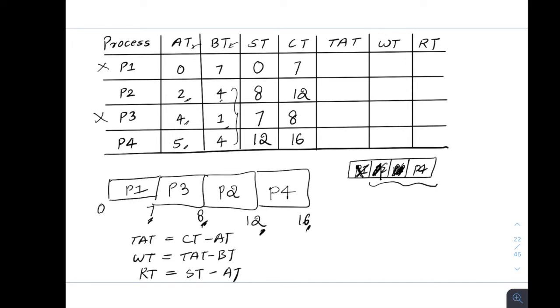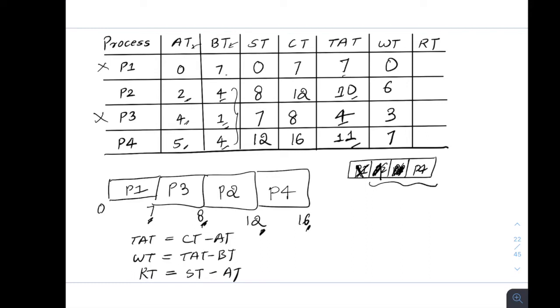CT minus AT. So 7 minus 0 is 7. 12 minus 2 is 10. 8 minus 4 is 4. 16 minus 5 is 11. Waiting time is TAT minus burst. So TAT is there, burst is there. This is 0. 10 minus 4, 6. 4 minus 1, 3. 11 minus 4, 7. So in case I do some calculation mistake, do correct it. And also do put the comments so that others can also see it.